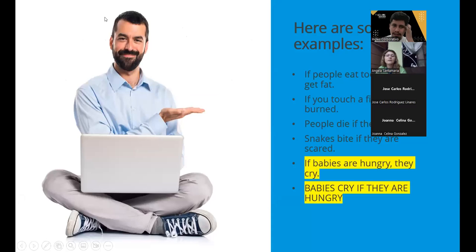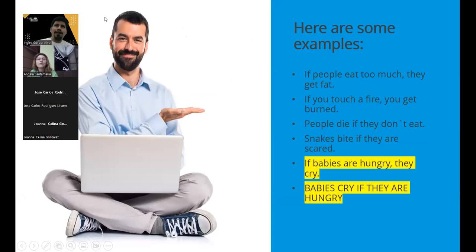These are some examples where, when constructing them, there is already evidence that this is going to happen for sure, and both are built in the same tense. Number one says, if people eat too much, they get fat. Is it true or false? Yes, right? If you just take a look at the second sentence, it says, if you touch fire, you get burned. Is it true or false? True.